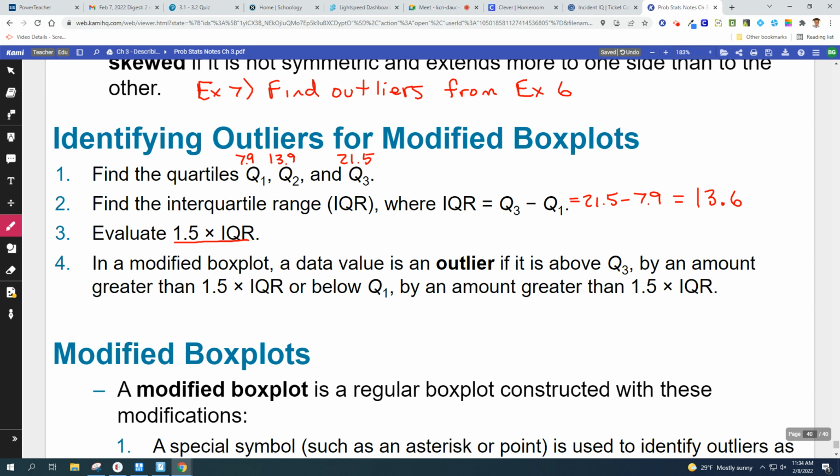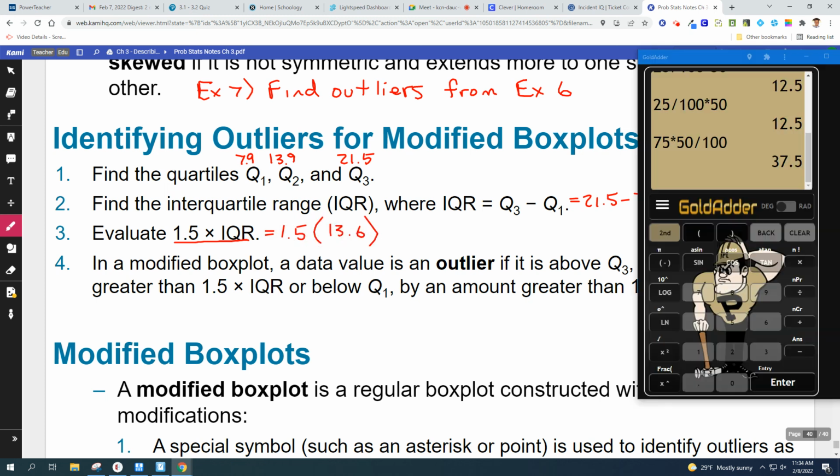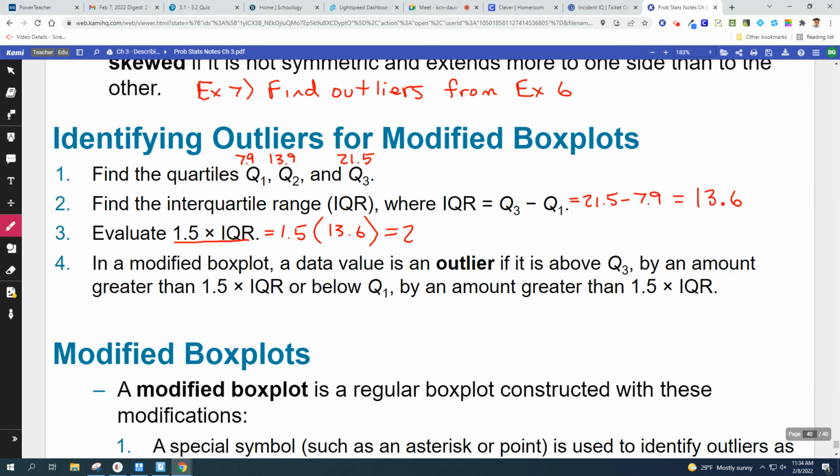Now, a lot of times we think about range as being from something to something else, but that's the definition. That's the interquartile range, 13.6. Step 3 says we want to evaluate 1.5 times that number. So 1.5 times 13.6 is 20.4. And that's kind of the important number right there.